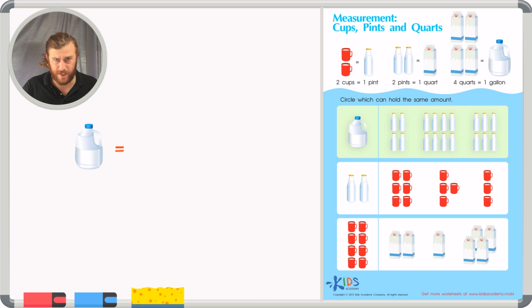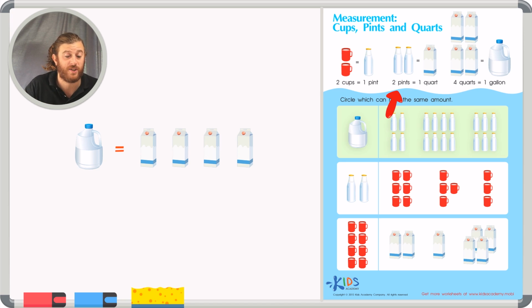Well, in order to do this, I have to take it step by step and break gallons down. First into quarts, because I know how many quarts are in a gallon, and then from quarts into pints. So let's get started. I know that in 1 gallon, there's 4 quarts, and I have that for my information right up top. So let's make 4 quarts. I know that in each quart, from my information up top, there are 2 pints. So in each quart, let's draw 2 pints.